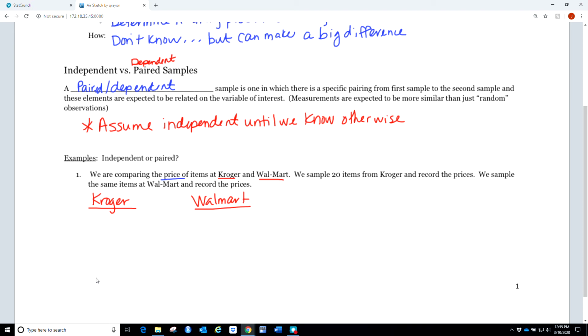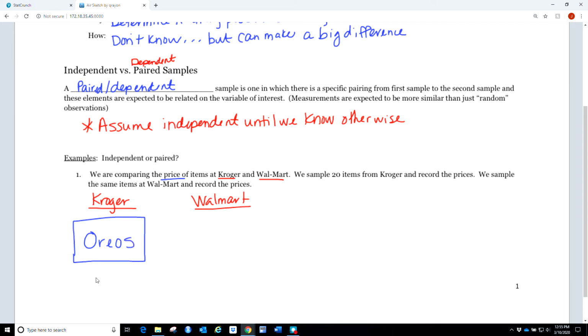Now, I will demonstrate this by drawing some pictures to understand it, which you, of course, are more than welcome to do, and actually can help a lot of students understand why things are paired or independent in each example. But then we will also write a little summary sentence to explain why in words they're either paired or independent. So when I go to Kroger, we're going to sample 20 items. Let's suppose for a moment that one of the items that I sampled happened to be a box of Oreos.